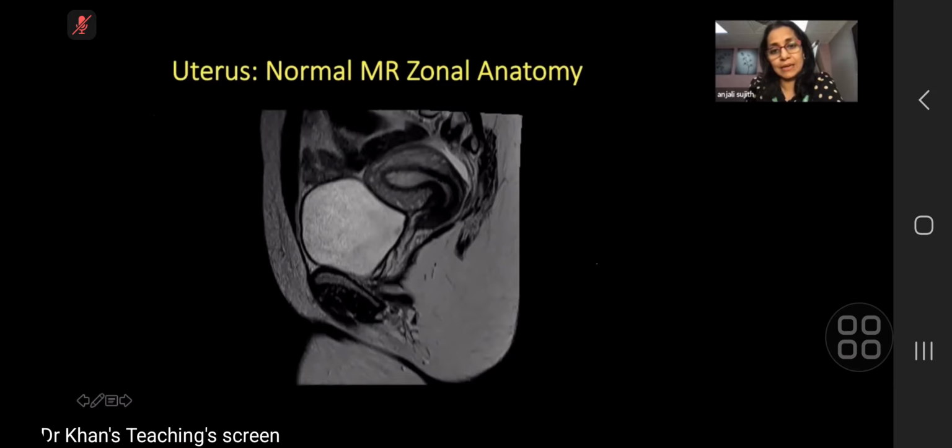The middle layer, or the inner myometrium, or the junctional zone, is of low signal on T2. This is because of its compact smooth muscles and low water content.